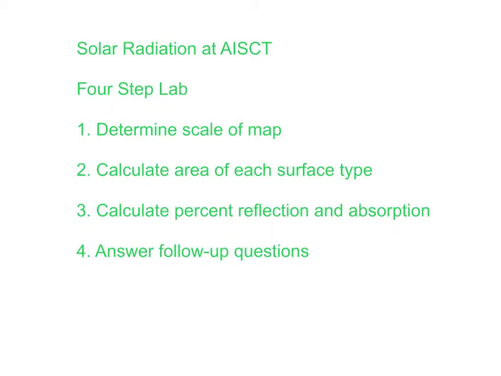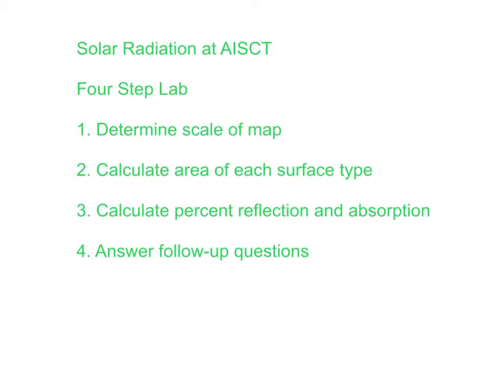We will see. The second step will then be calculating the area of each surface type. Those surface types are the pavement, the plants, and then the rooftops. Those are just the 3 surfaces we are going to calculate the area of. And then next, we're going to calculate the percent reflection and absorption depending on what amount of light is reflected and absorbed based on the 3 surface types. For example, the pavement will reflect and absorb a certain amount of light.